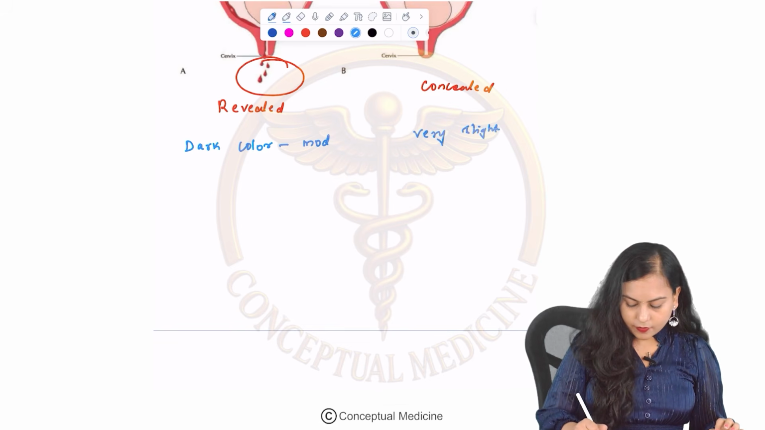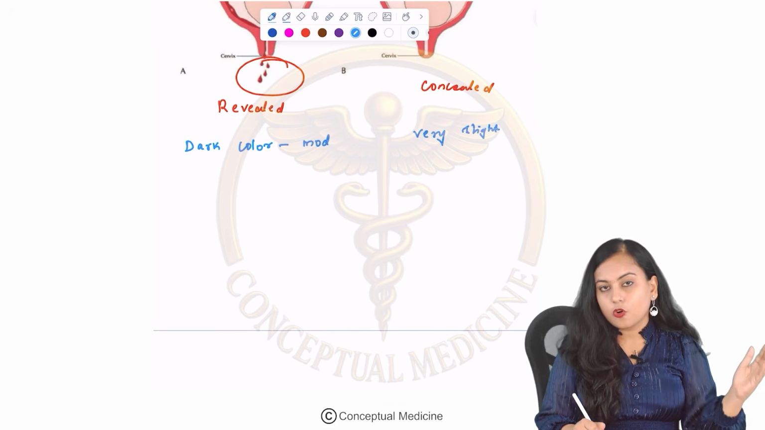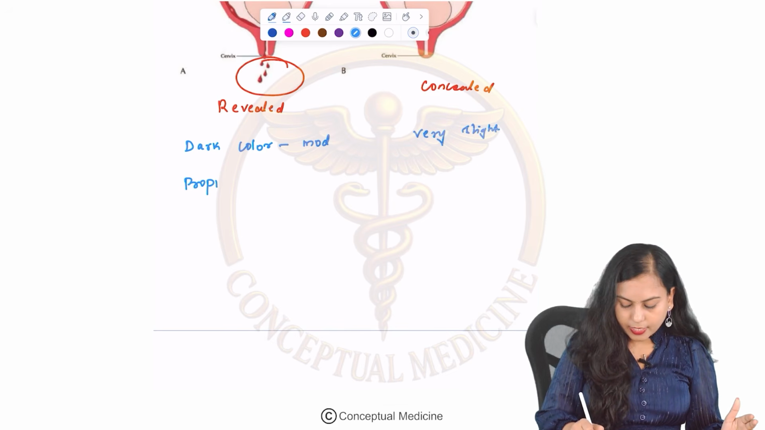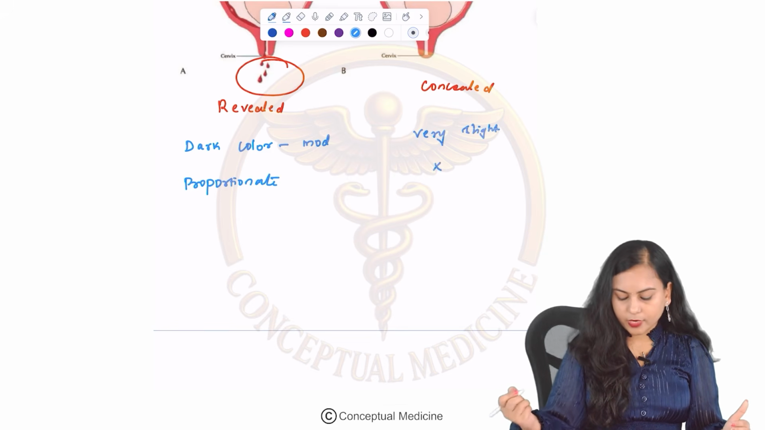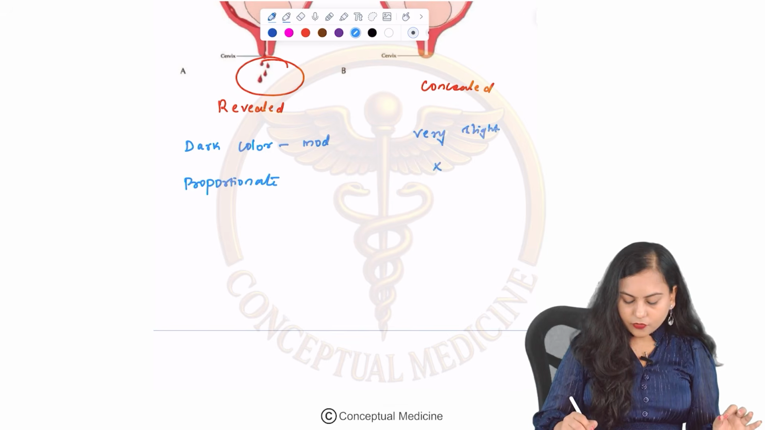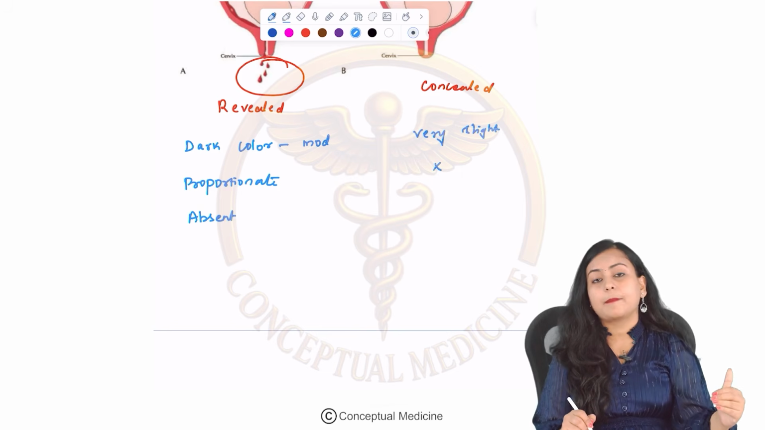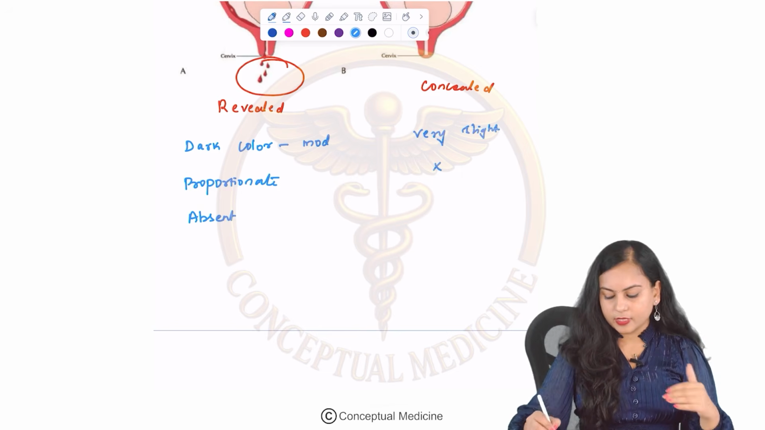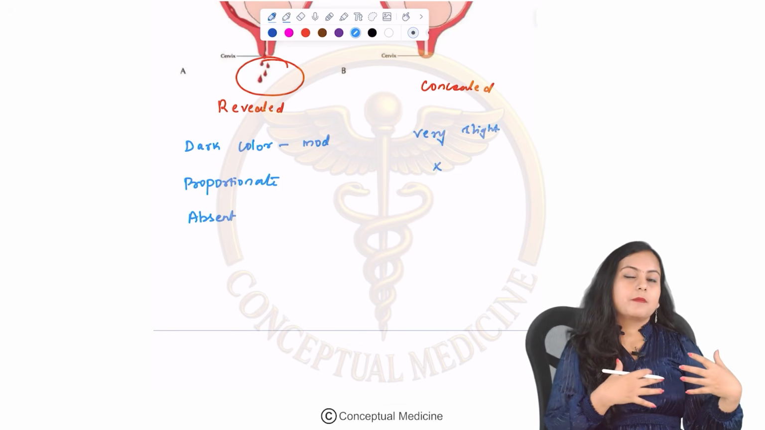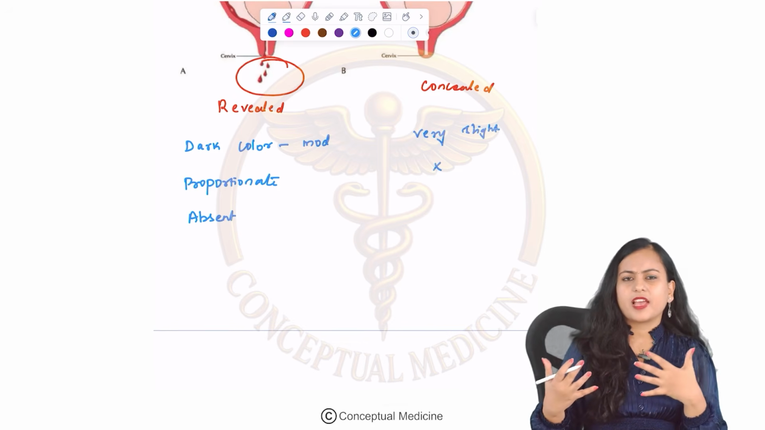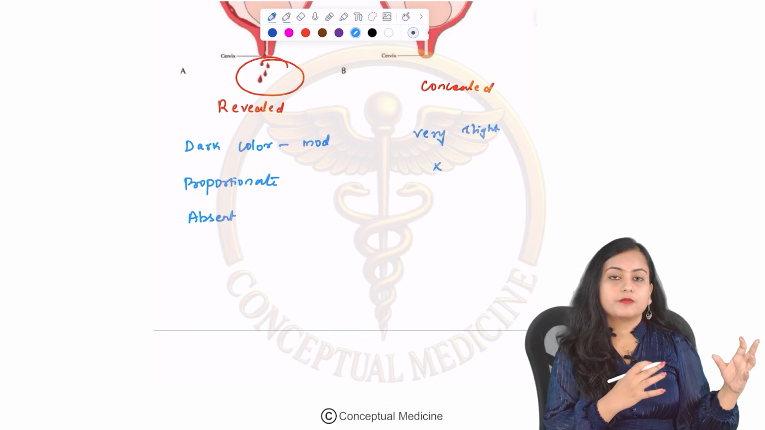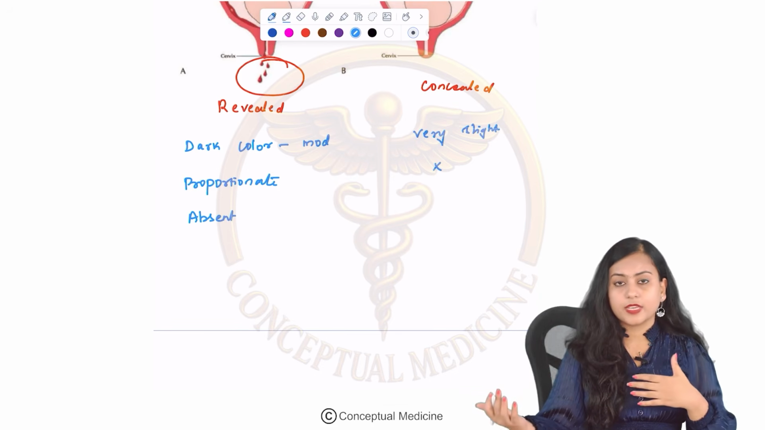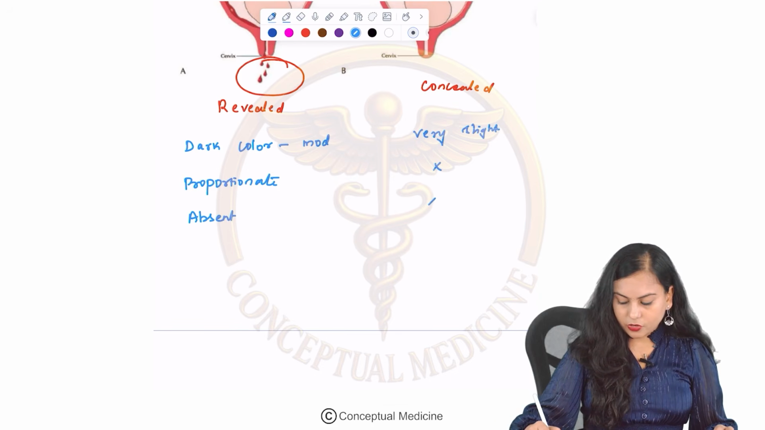And in revealed type, the general condition of the patient is proportionate to the blood loss, whereas it is not proportionate here. Okay, it is disproportionate here. And the features of shock are usually absent in case of revealed hemorrhage, because as soon as the bleeding is happening, the patient will be rushing to you. Whereas here the bleeding will be happening, the patient will be thinking, okay, some discomfort, we are not having any other visible symptoms. So she may be there till she develops so many complications, like she may develop features of shock.